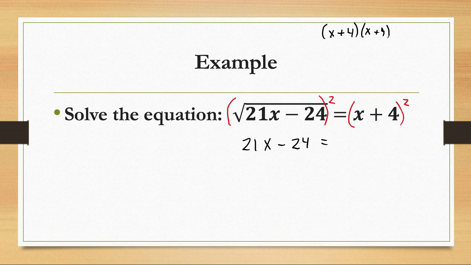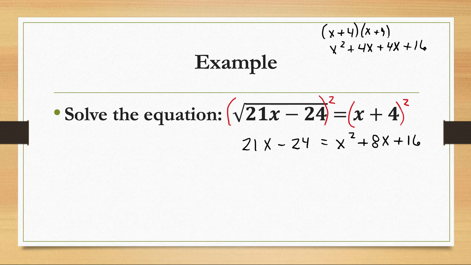So when we FOIL that out, we'll get x squared plus 4x plus 4x plus 16. And so we have x squared plus, combining those middle terms, 8x plus 16. So what kind of equation do we have now? We have a quadratic equation because we have the highest power of 2. So remember, quadratic equations so far are solved by factoring.